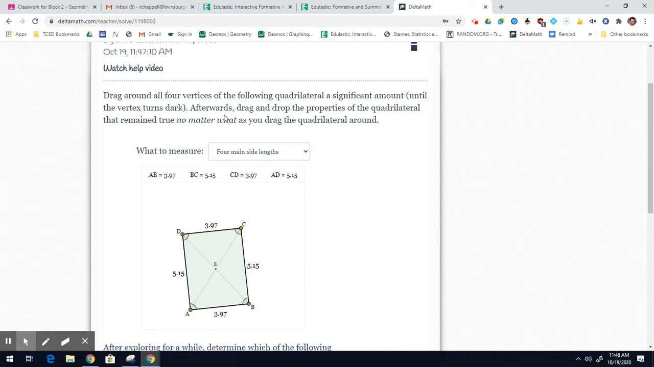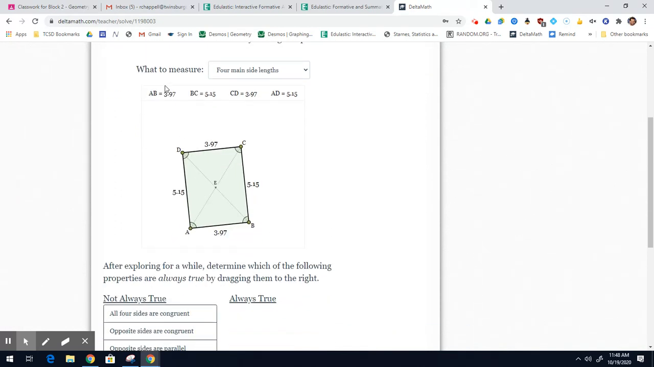So now it says afterwards, drag and drop the properties of the quadrilateral that remain true, no matter what, as you drag the quadrilateral around. So again, you're not always going to get a rectangle like me. You might get a rhombus, you might get a square, you might get nothing, you might get a parallelogram. So now we're just going to take a look at the different things.